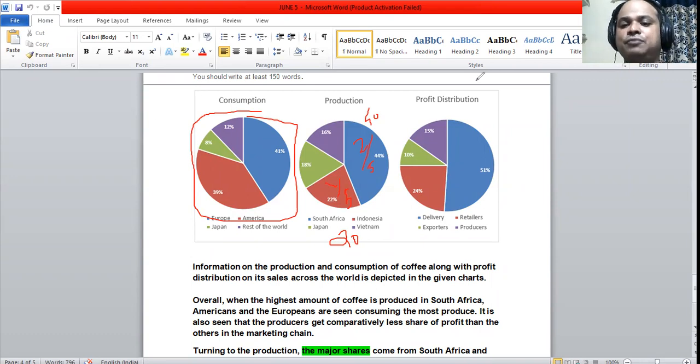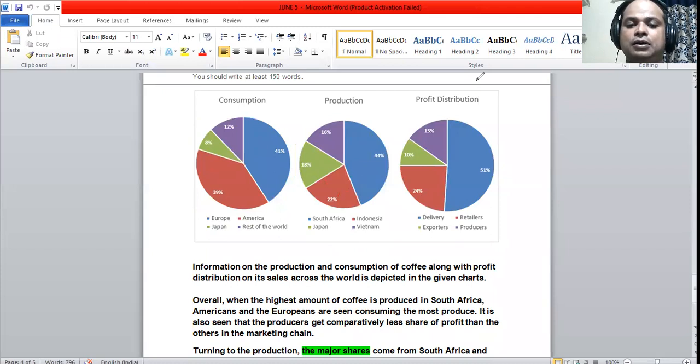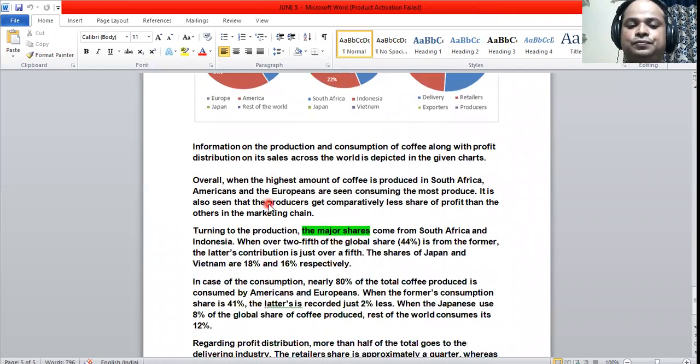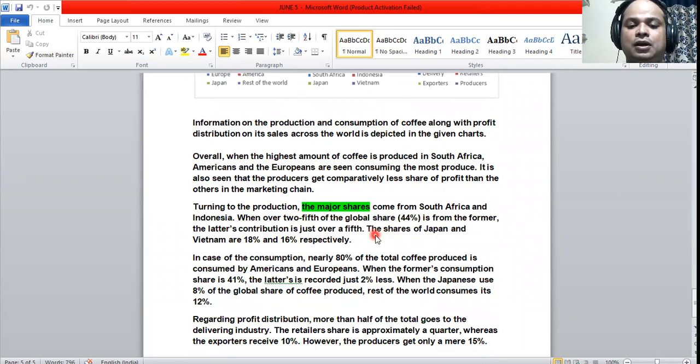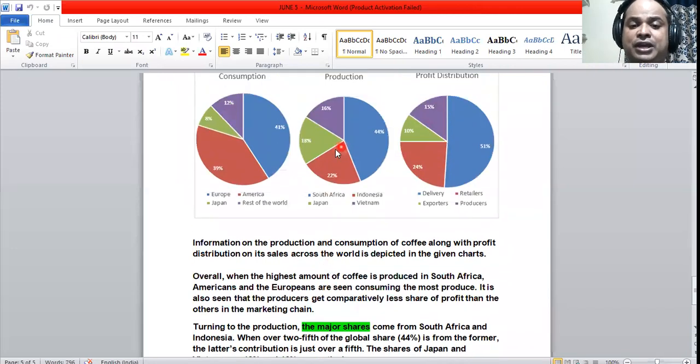Now I have to move on. Number 2. The shares of Japan and Vietnam are 18 percent and 16 percent respectively. So this is what we have seen.